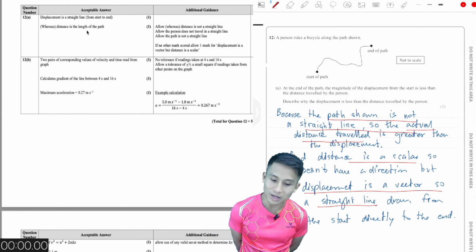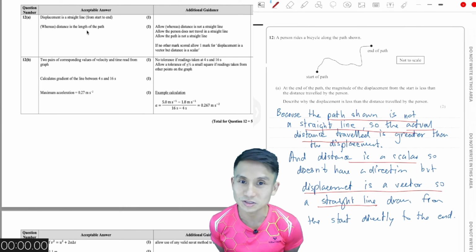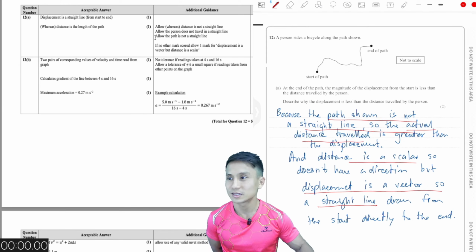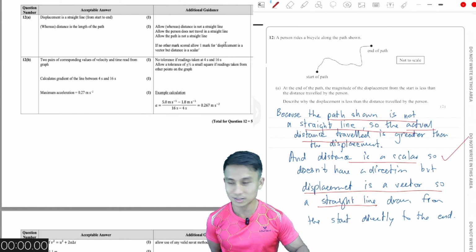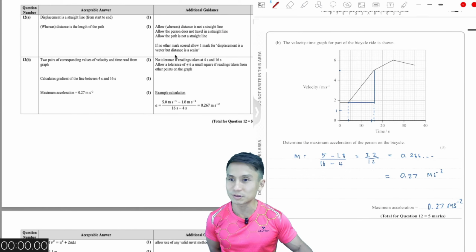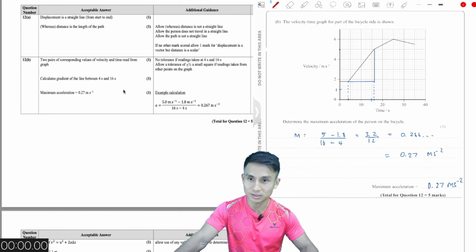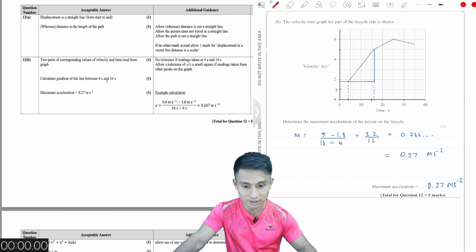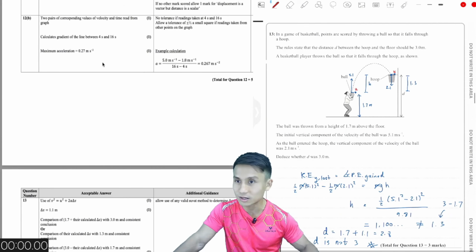I mean, some people might not give me the mark, but okay. Let's see. Allow distance is not a straight line. Yeah. Okay. There is additional guidance here. So I should get all the marks there. All right. So when I have the mark scheme, I'm just going to mark to show you how I score myself as well. Just to be fair there. 12B. Determine the maximum acceleration. Yeah, this one. 0.27. So that should be fine. Just find the gradient and everything.